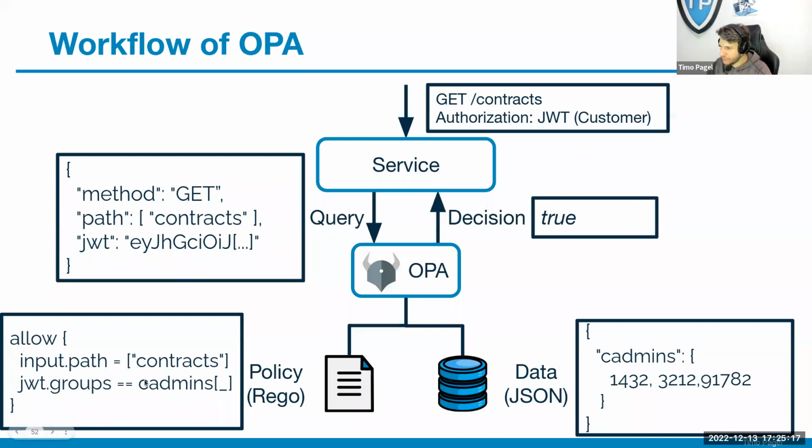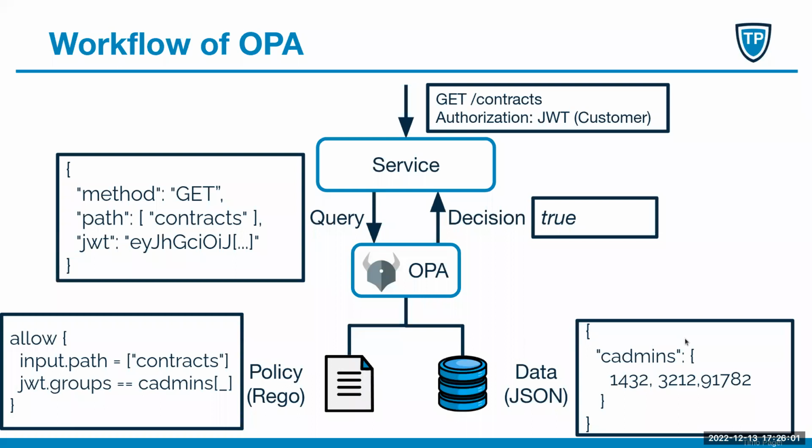So this is how you can define it. You can say jwt.groups should be equal to cadmins. And the cadmins are defined in the data structure, which has here 1432 or 3212 and so on. You see here that there is a wildcard. So that means we say whatever is defined in JWT groups should be in cadmins. So that is how you write it. For example, 1432 should be in this cadmins array.